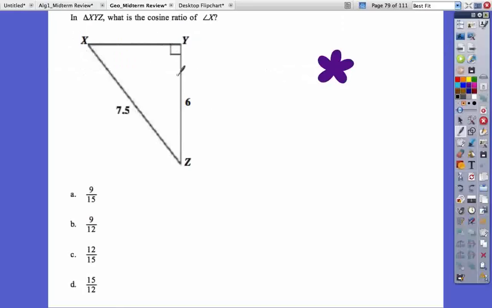This is one that we did in class, but I do want to go back over it. You need to use Pythagorean theorem because I'm looking for the cosine of x, so I need to know what XY is before I can say adjacent over hypotenuse. So I need to use x squared plus 6 squared equals 7.5 squared and solve for this side, which is Pythagorean theorem.